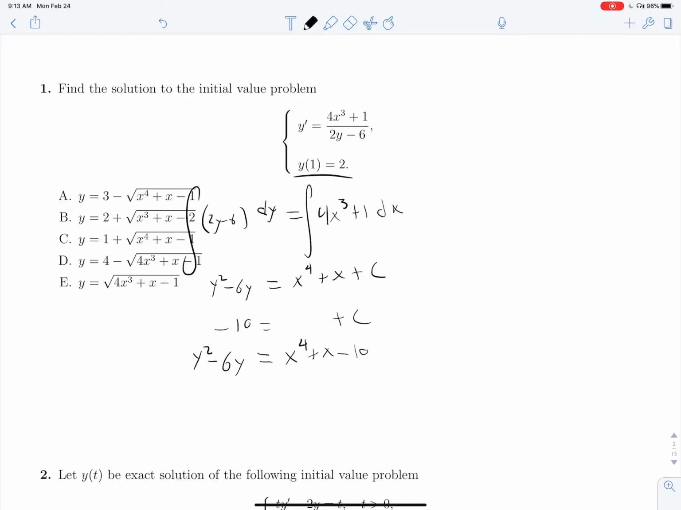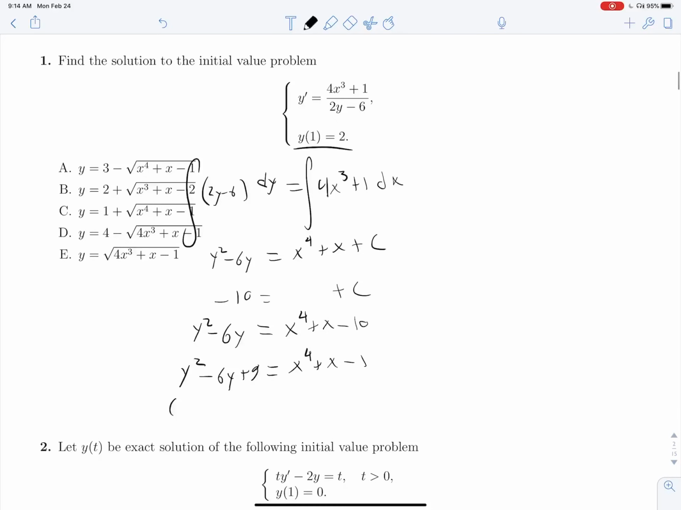And it might be a little unclear from this point how we're going to get things into an explicit form for y equals, but, and I'm not joking, I figured this out 5 minutes ago. We can complete the square. So if we add 9 to both sides, which is completely legal to do, we will get y squared minus 6y plus 9 is equal to x to the fourth plus x minus 1. This will become y minus 3 quantity squared is equal to x to the fourth plus x minus 1.